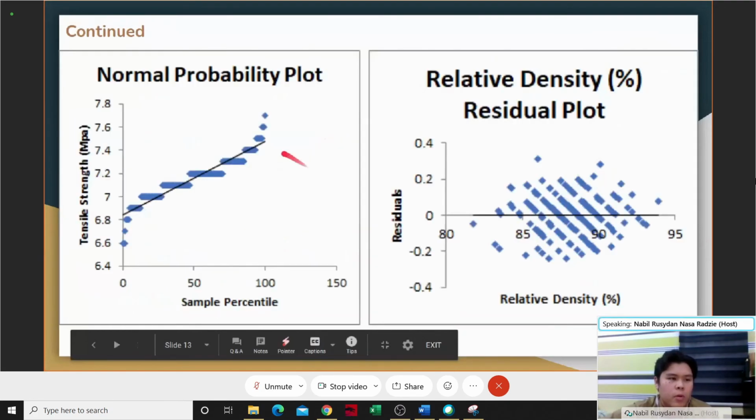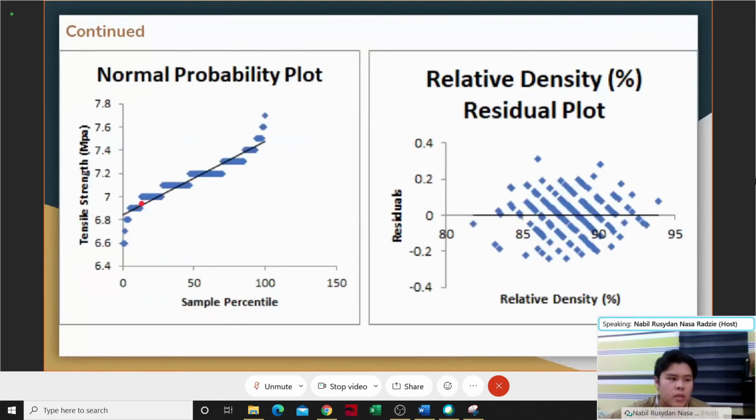The normal probability plot shows that the points are scattered close to the straight line, where we can assume that the normality of the tensile strength is satisfied, while the residuals against relative density show a randomly scattered pattern around the zero axis, indicating a good fit for a linear model.